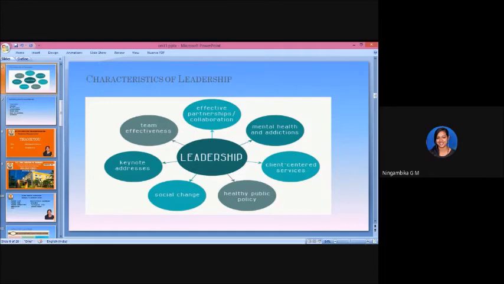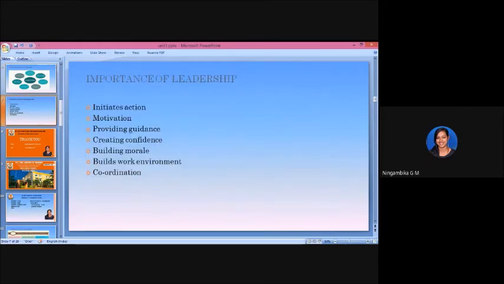This can be asked for 7 marks. What is leadership? Explain the characteristics of leadership. Most expected question from this topic. So the next topic we're going to talk about is the importance of leadership. Importance of leadership is a very important question we can expect.